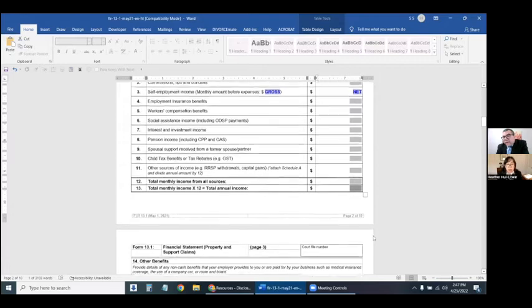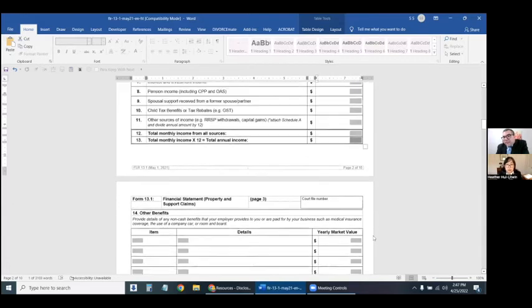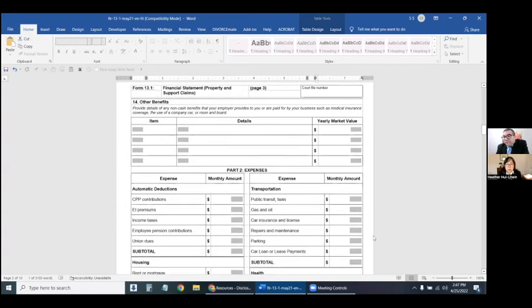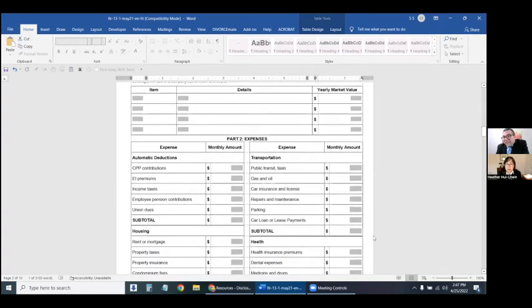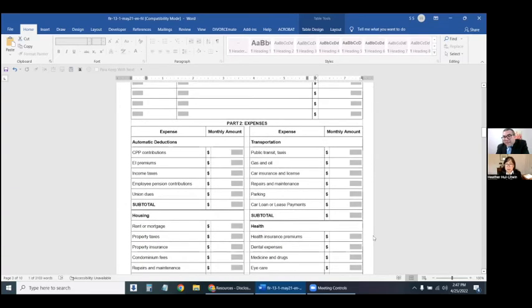So that's one element of credibility that lawyers love to look at, because it's a very easy comparison. You just look at the two numbers and you subtract them.